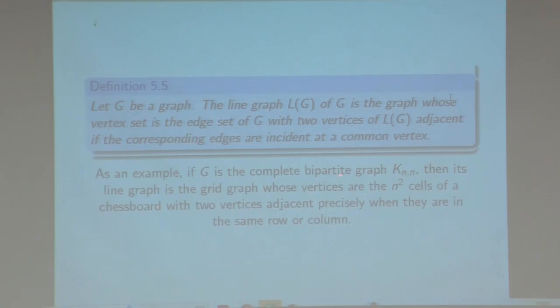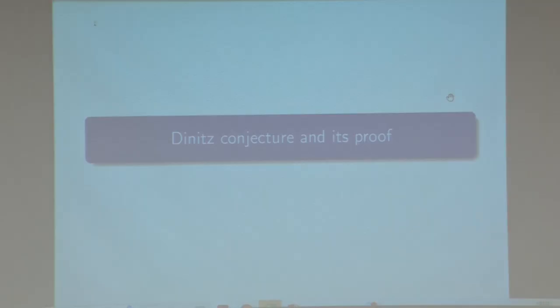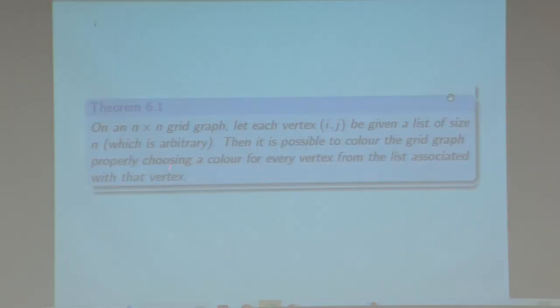So we are going to take a complete bipartite graph. You can treat it as rows of a chessboard and columns of a chessboard. So there are n rows and n columns of a chessboard. Every cell then actually corresponds to an edge there. So you now have a graph on the edges. That is what is called the line graph. Two vertices are adjacent exactly when they are in the same row or same column. In the last part, on an n by n grid, for each vertex ij, you are given a list of size n. That list is arbitrary.